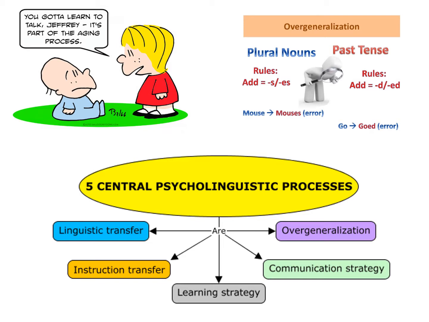When cognitive processes are carried out in order to learn an L2, then learning strategies are being used, whereas some learners use communication strategies, for example, when their linguistic competence is limited. Overgeneralization occurs when a rule from the L2 is used in the wrong context.